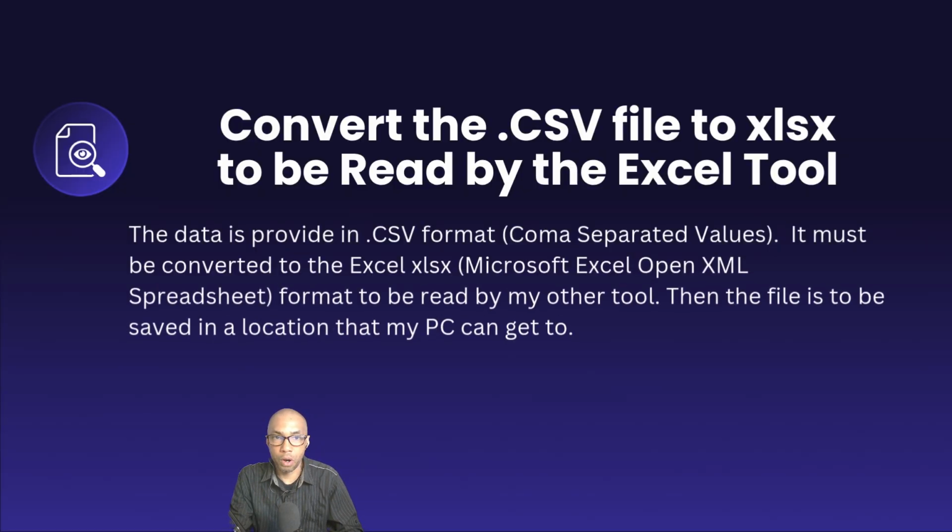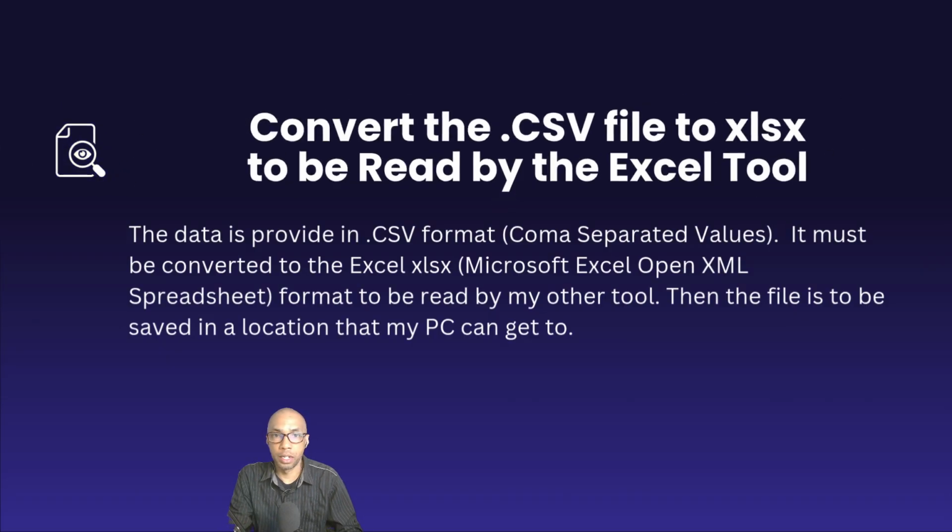All right, so we got to convert the CSV file to XLSX to be read by the Excel tool that I created. The data provided in .csv format is comma separated values. It must be converted to Microsoft Excel Open XML spreadsheet format right now. But I'm the one that created this. I could change that at any time and make it read right off the CSV. That's something I'm considering to eliminate some steps on my behalf and even further automate this process.